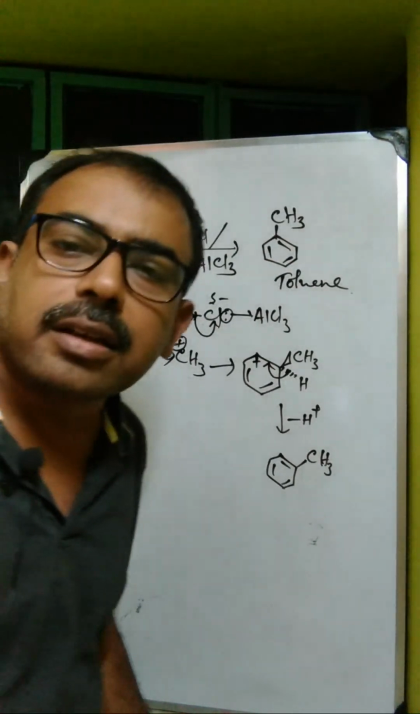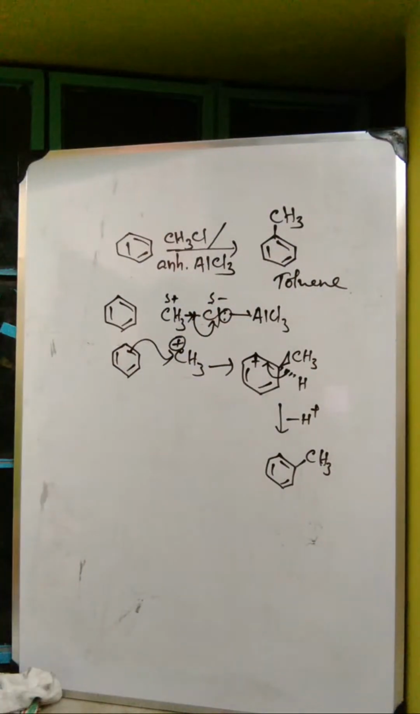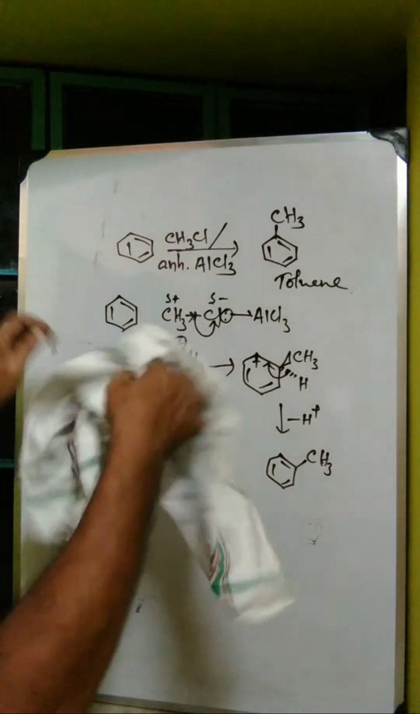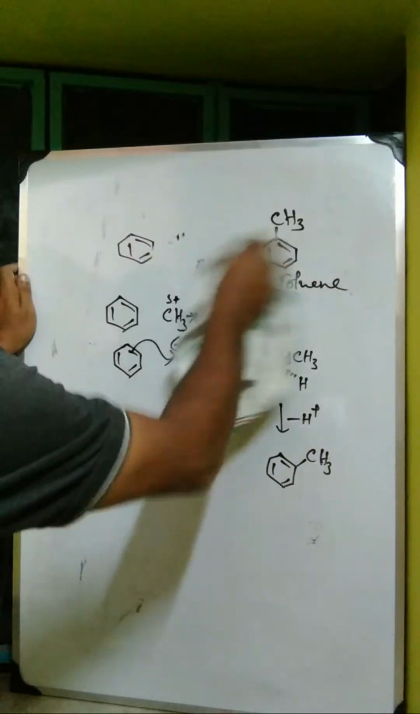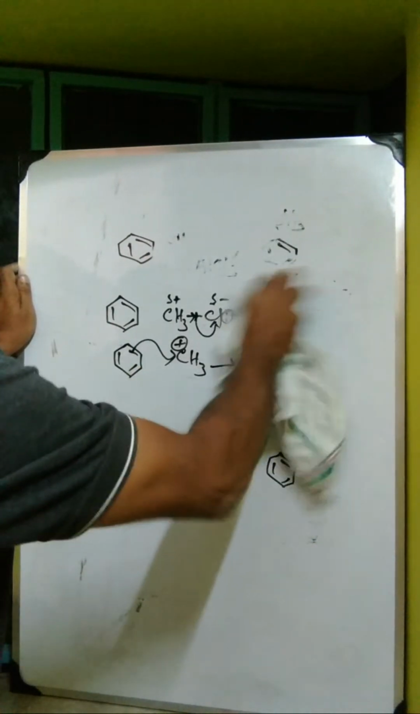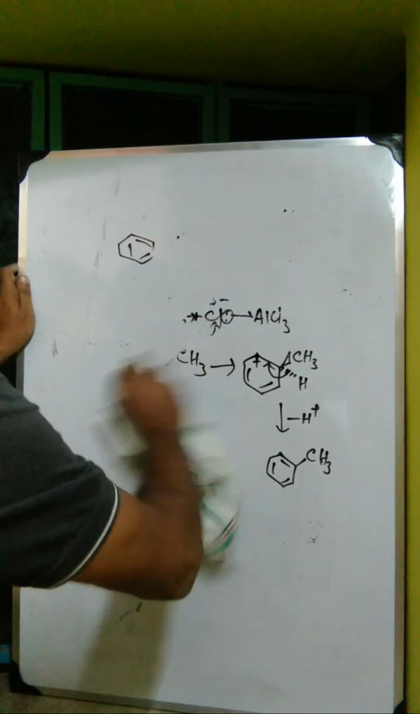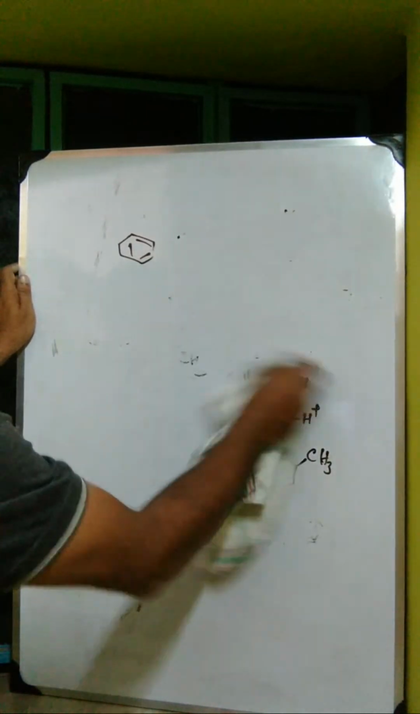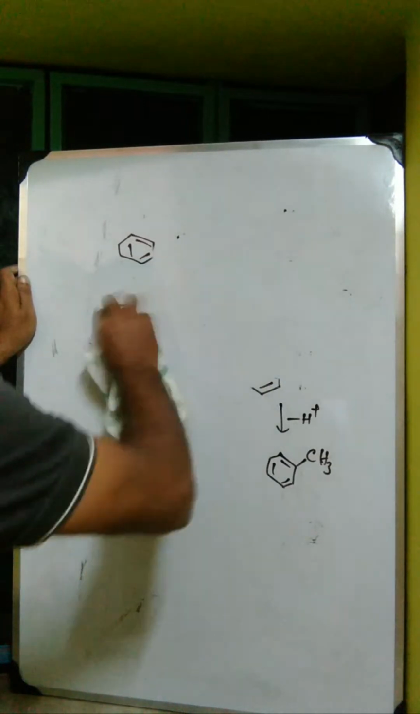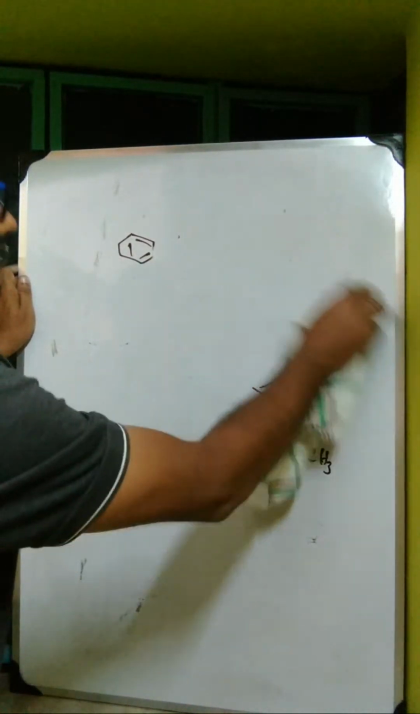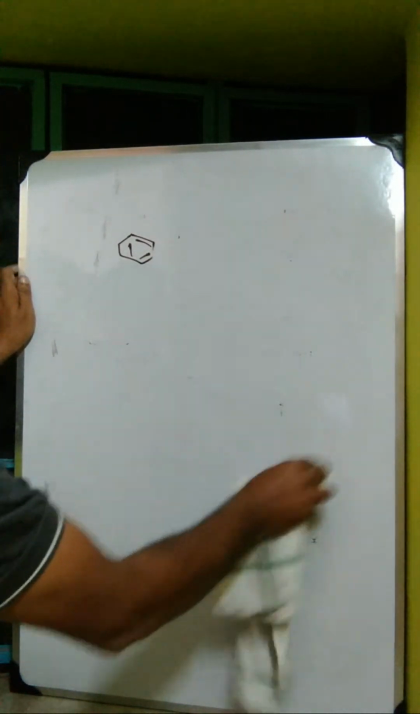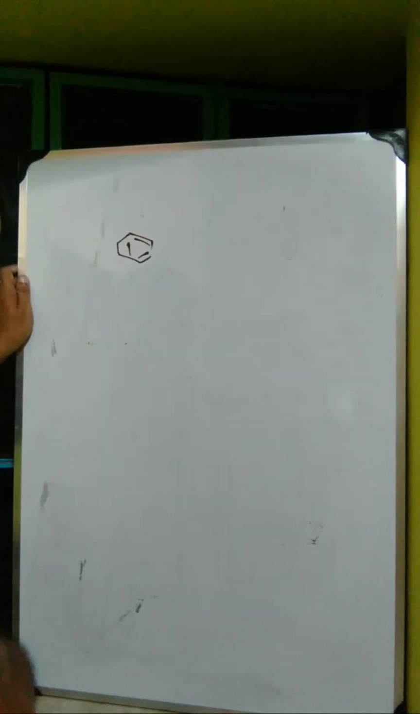Now if you use C2H5Cl, that is ethyl chloride, instead of methyl chloride, then you will get ethyl benzene. Now what happens if someone tells you that propyl chloride is added to benzene, then what will be the product? Let us see through the mechanism what happens if we add propyl chloride and anhydrous aluminum chloride to benzene. Then what will be the reaction?